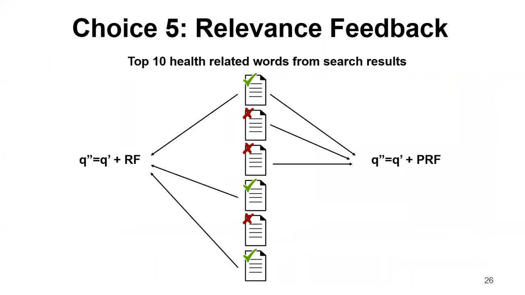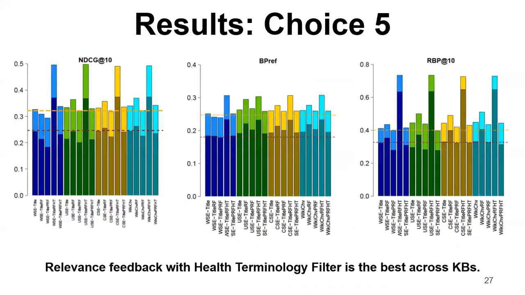In the final step, we consider relevance feedback and pseudo-relevance feedback. In this step, we also investigate the effectiveness of filtering expansion terms to include only terms with high probability of being health related. This is suggested by Soldaini et al. in 2015. Results suggest that relevance feedback with health terminology filter is best across knowledge bases.